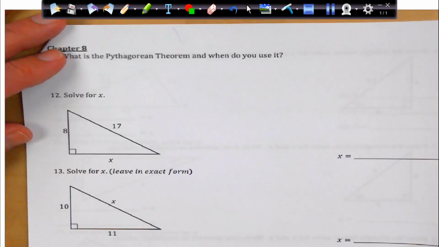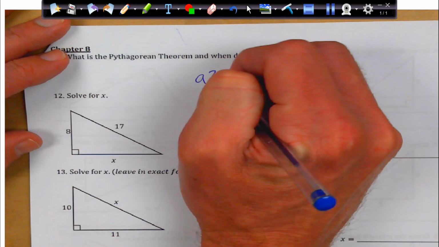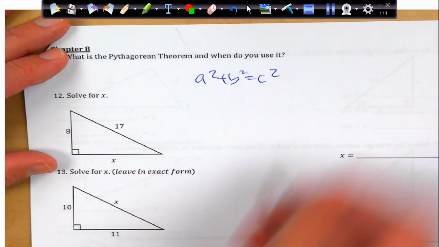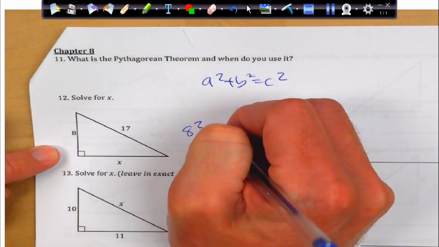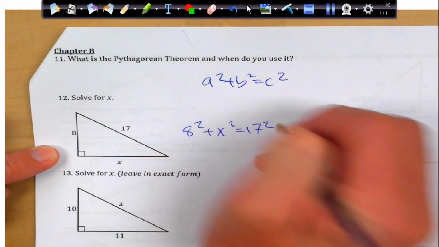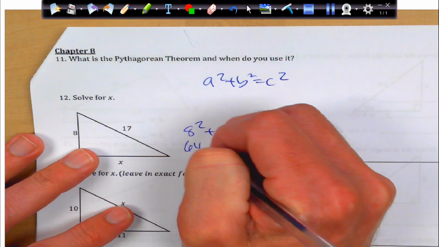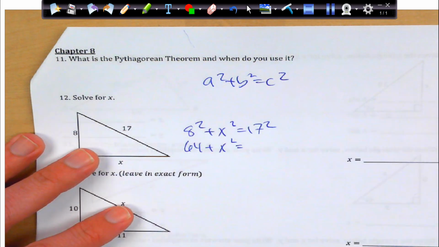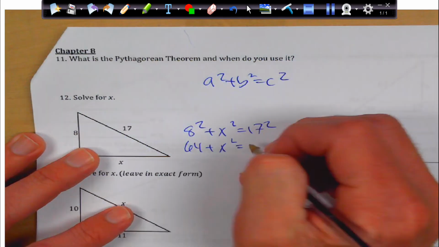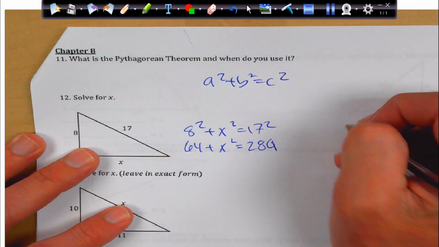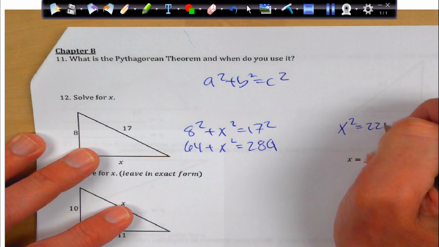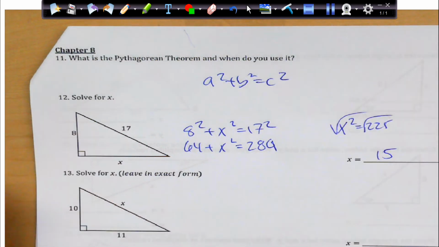What is the Pythagorean theorem? a squared plus b squared equals c squared. We're going to use it on a problem like this one. That's going to be 8 squared plus x squared equals 17 squared. So that's 64 plus x squared equals, what's 17 squared? I don't remember that one. 289. Subtract the 64 from both sides, and we get x squared equals 225. x equals 15.